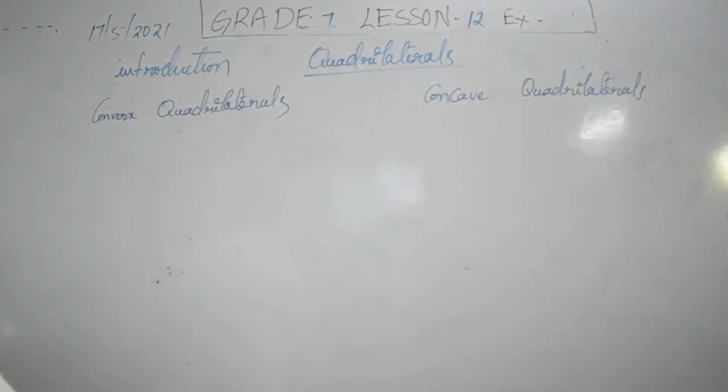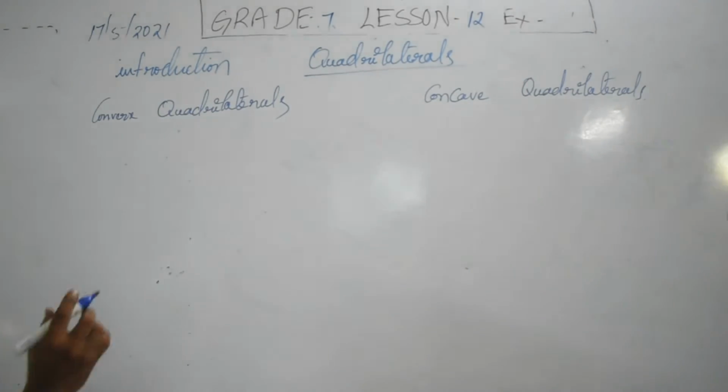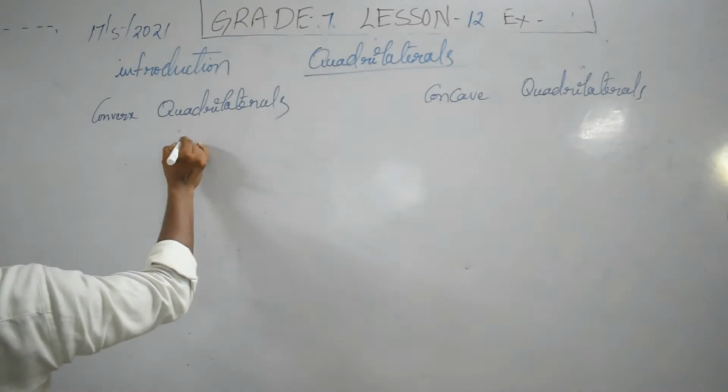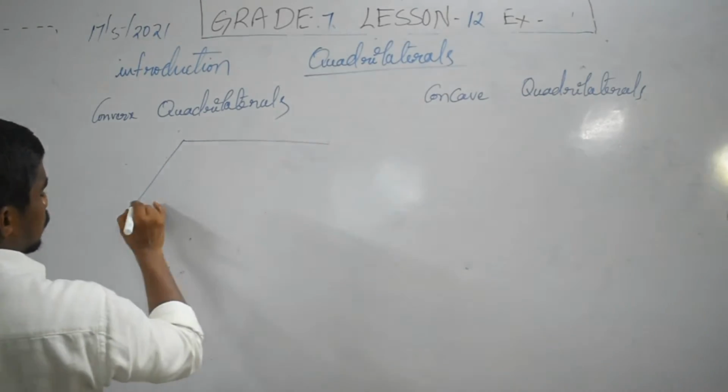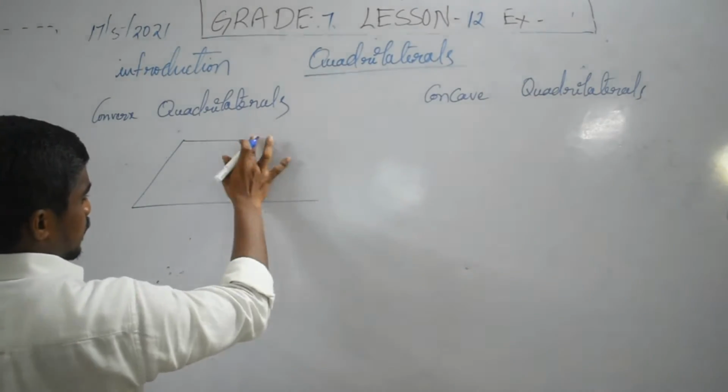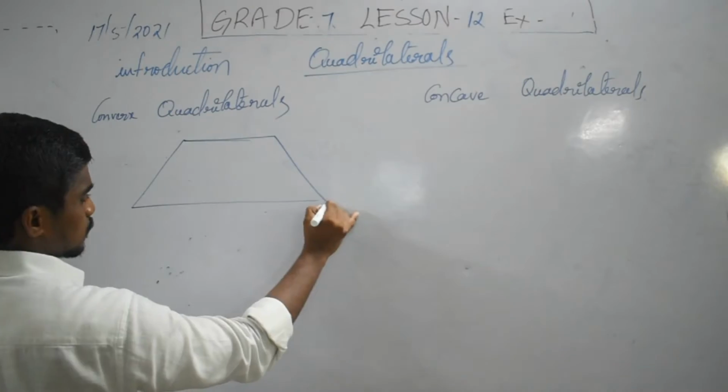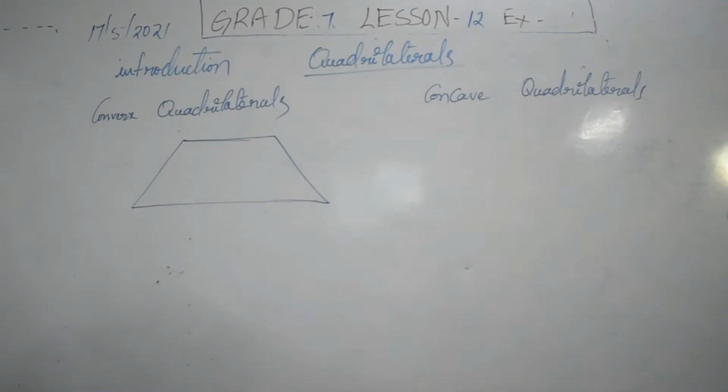Convex. Here, a convex quadrangle is one in which the line segment joining two vertices of the quadrangle lies in the same region. Now this is one quadrangle. See, this is one of the convex quadrangles.